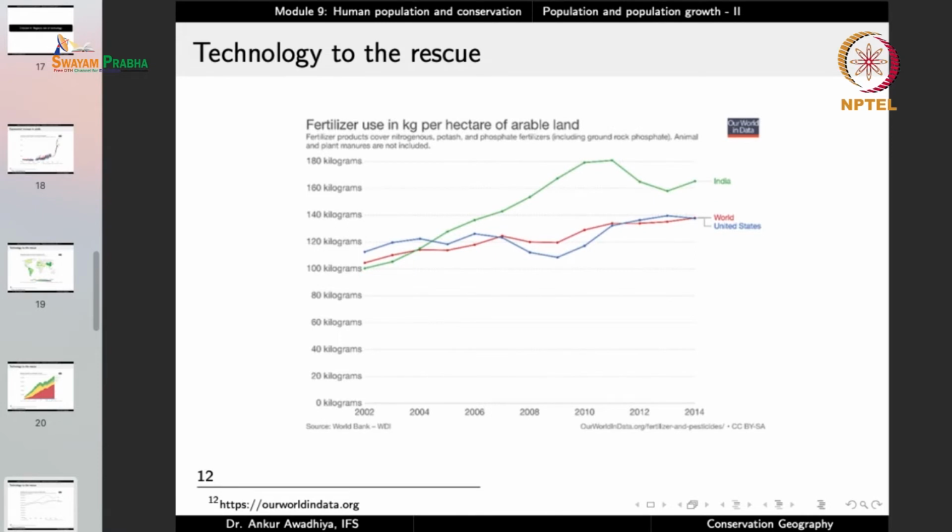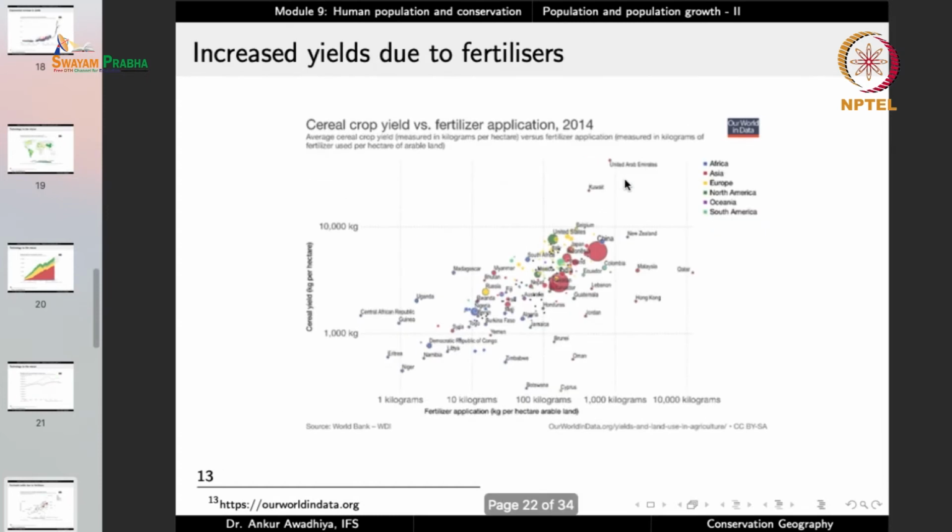Similarly, if we look at the fertilizer use, we find that the fertilizer use also has been increasing. So, this is nitrogenous fertilizer, potash fertilizer and phosphate fertilizers, that is the N, P and K, and this is also showing an increasing trend in India and in the world. And the increased use of fertilizer brings a vastly increased yield.